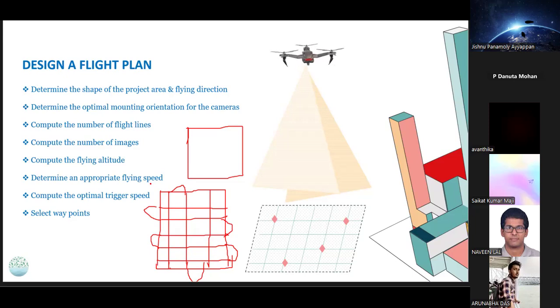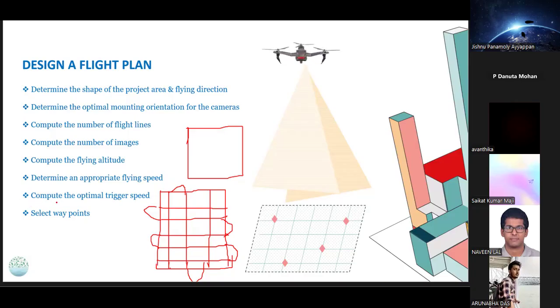It is very much essential to control the speed of the drone, because if we fly the drone too fast, it reduces the forward overlap. And if we fly too slow, it results in too much overlap, which will affect the overall quality of the final end data products. Therefore, we should always maintain an optimum speed while we fly the drones.